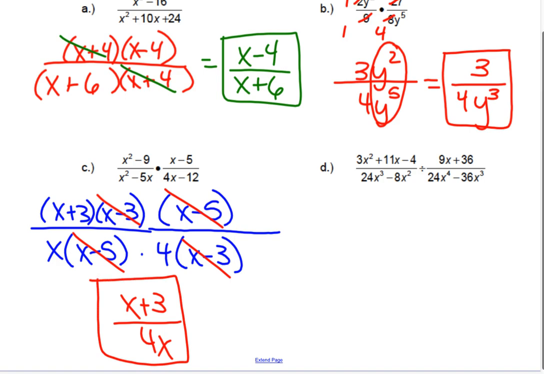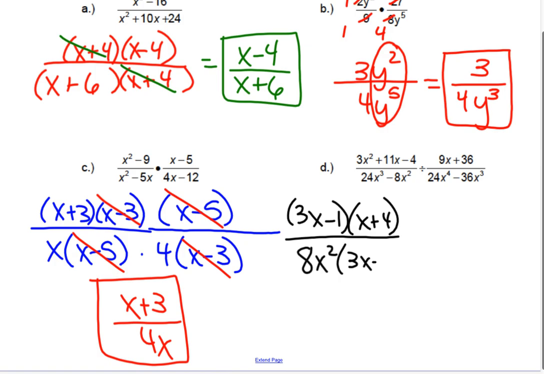Okay, last one on the front page here. I have a big rational expression that is being divided by another one. Instead of dividing, I'm going to go ahead and multiply by the reciprocal. That'll make it a little bit easier for us. Still, I'm going to go ahead and factor first. I'm going to take this first term, 3x squared plus 11x minus 4. That factors into 3x minus 1 times x plus 4, all over, on the bottom, I can factor out a GCF of 8x squared, and I'm left with 3x minus 1.